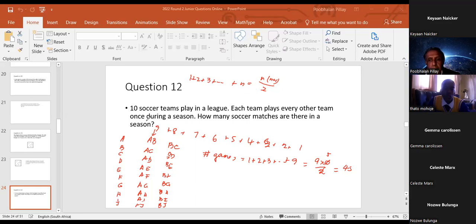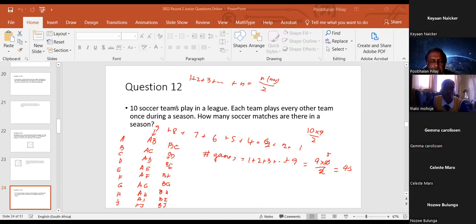Or if you got 10 soccer matches, if you put 10 in front, then it's 10 times 9 divided by 2. So the number of matches is that times n minus 1 divided by 2, you see? Because the answer is 9 times 10.